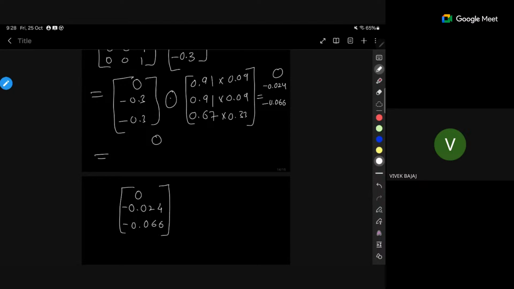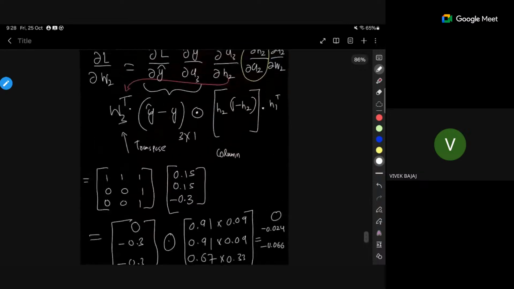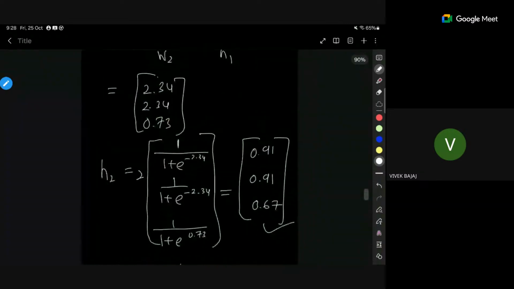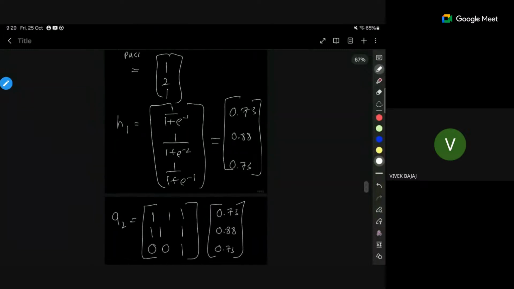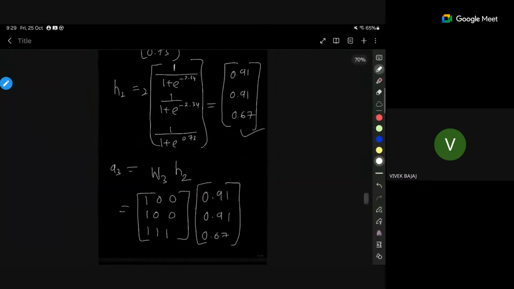Okay. And then I need to multiply by H1 transpose. This is H1. This is H1, 0.7388.